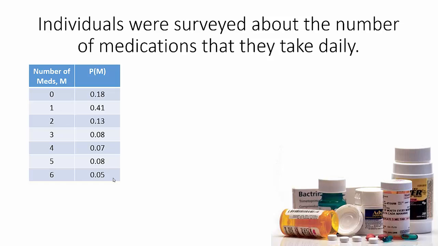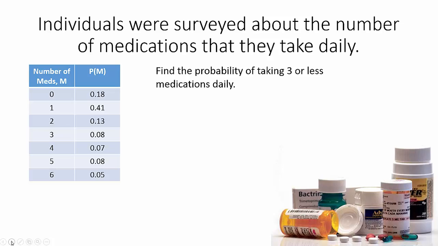So the first thing we're going to do with this is look at using it to find a probability. And so we're asked, find the probability of taking 3 or less medications daily. So I'm looking at my table, and here's 3, and then or less would include all of those that are less than 3. And so in order to find them, I'm just going to add up the probabilities for 0, for 1, for 2, and for 3. So I want to include all of these.